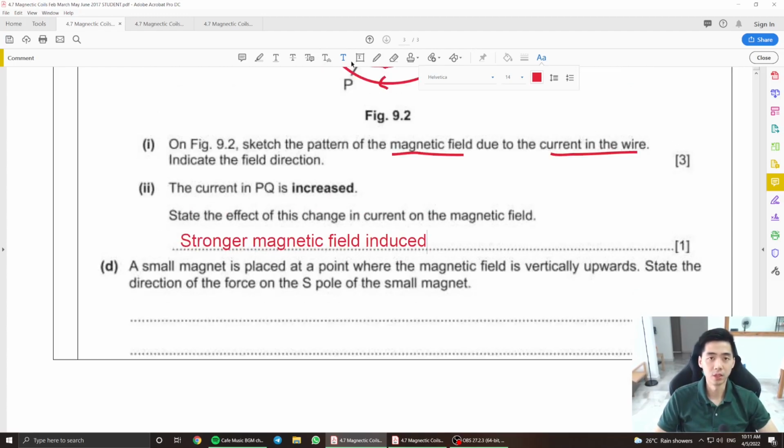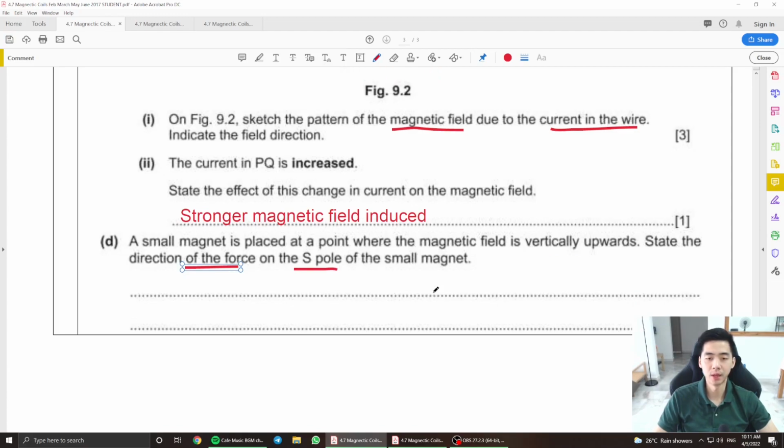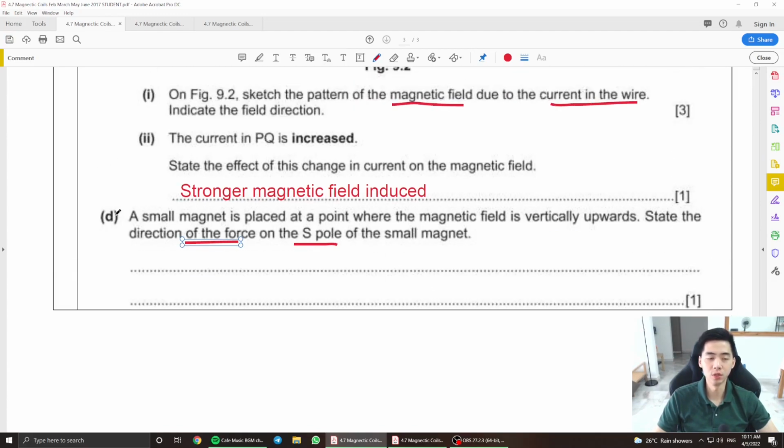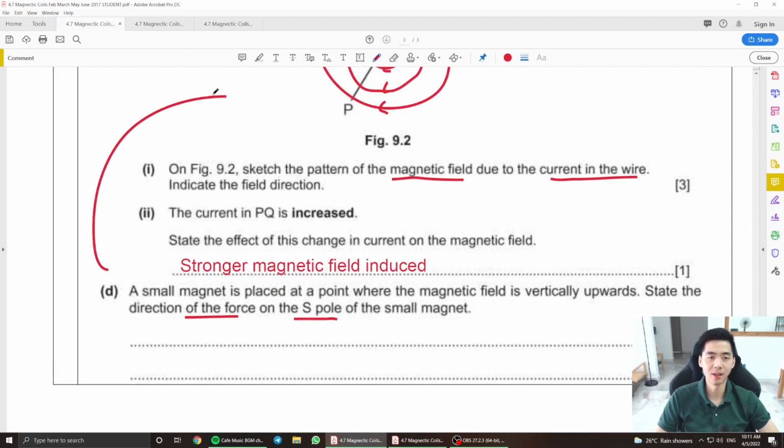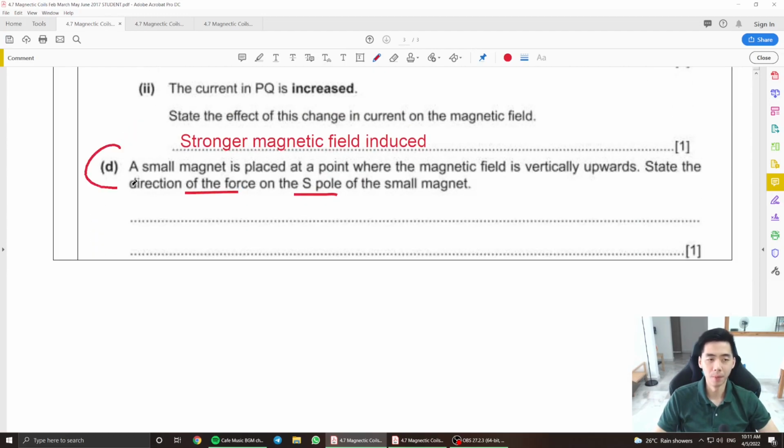And finally, a small magnet is placed at a point where the magnetic field is vertically upwards. State the direction of the force on the S pole of this magnet. So this question here, a lot of students always get it wrong, or they think that it is related to this question here. But I can tell you that it is actually a question of its own.